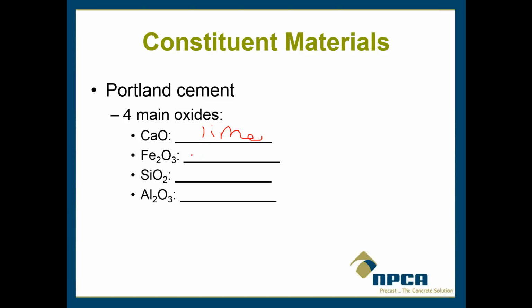Next up is iron, and that comes from the clay that is in the cement. Then we have silica, which also comes from the clay. I know this is a painful process watching me write. And last is alumina, and that also comes from the clay.